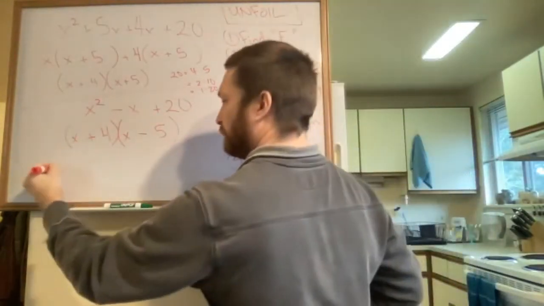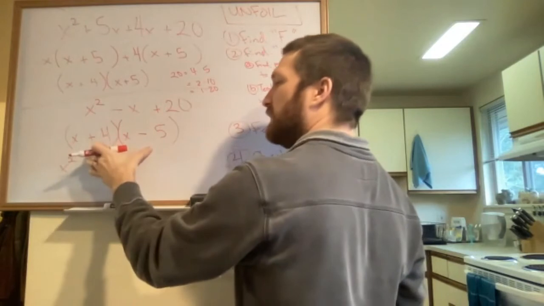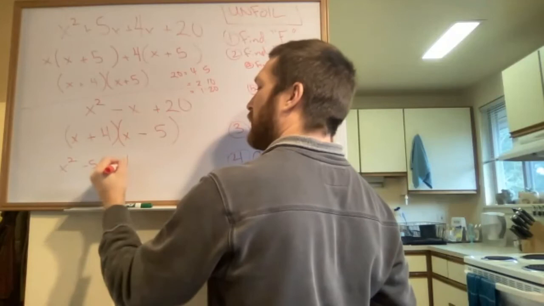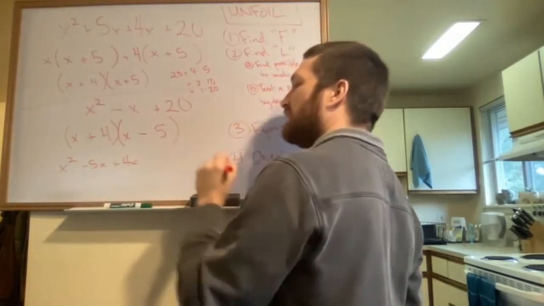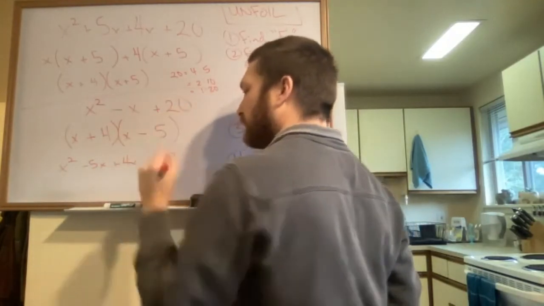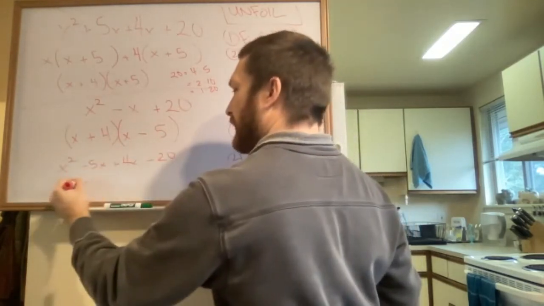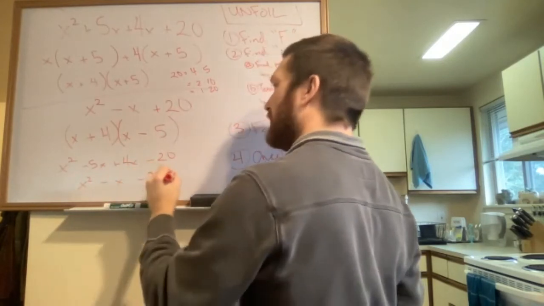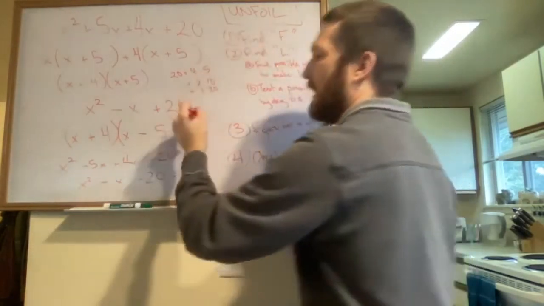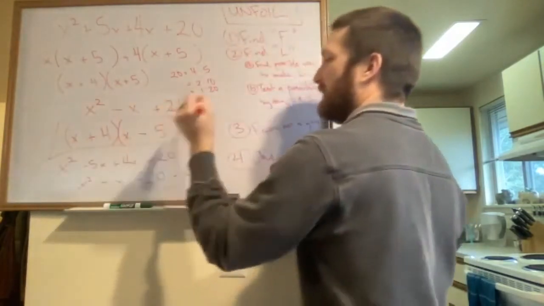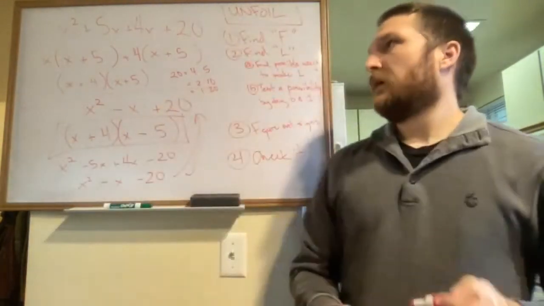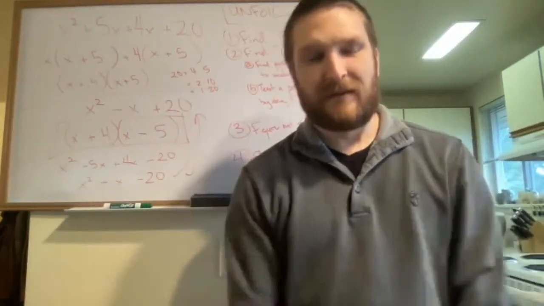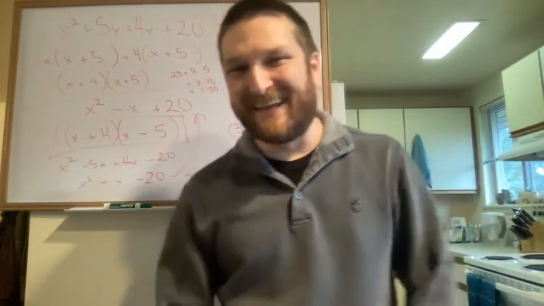First gives me x squared. Outside gives me minus 5x. Inside gives me plus 4x. Last gives me negative 20. Outer, inner, they combine to give me a negative x minus 20, and we are good. And so now I am certain that that is how we factor that guy. Sorry, we went over so far today, but that's me, I guess.